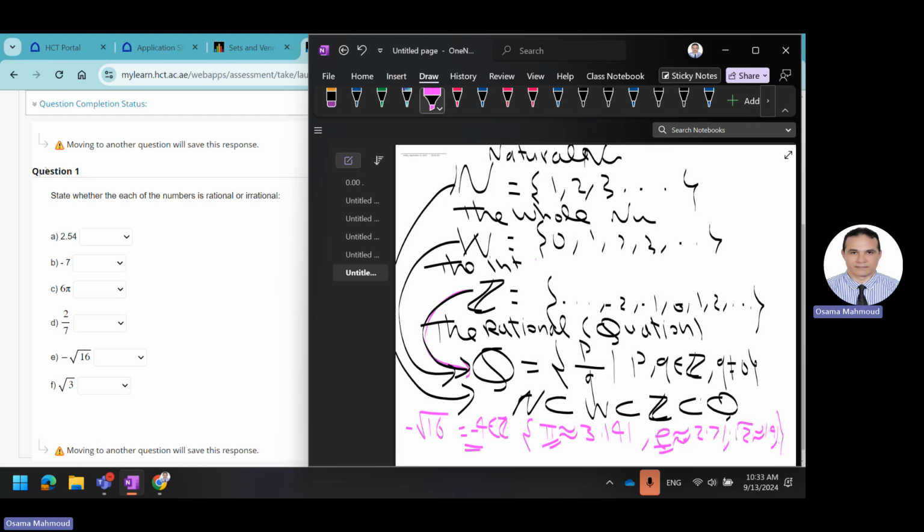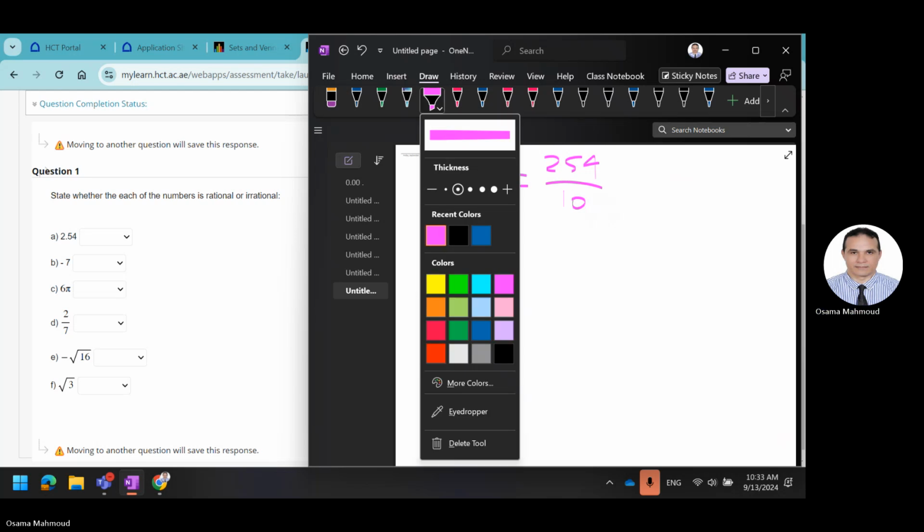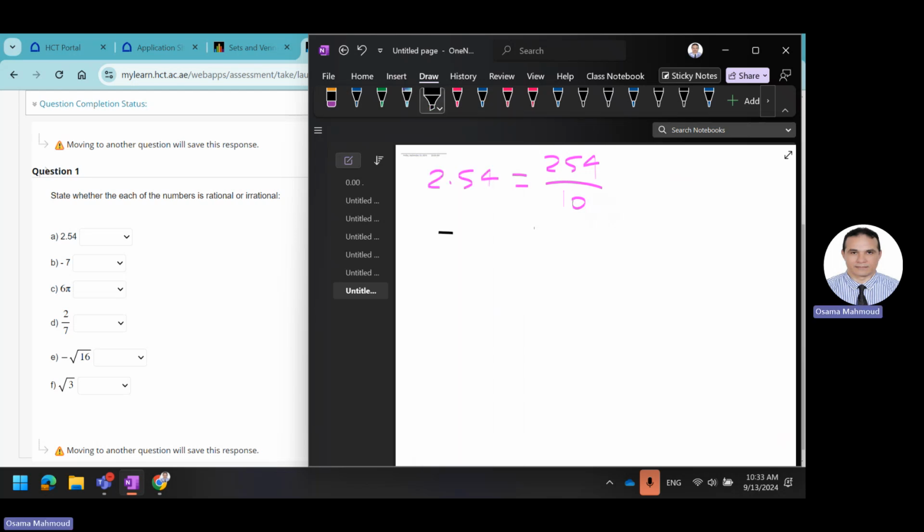2.54 is rational because I can write 2.54 as 254 over 100. Okay, the next one, minus 7, is rational because I can write minus 7 over 1. Okay. Once I see pi, without thinking, 6 pi is irrational because I cannot say equal, right? Irrational. But all of these ones are rational. Okay. Next, yeah, this is the example I just gave you.